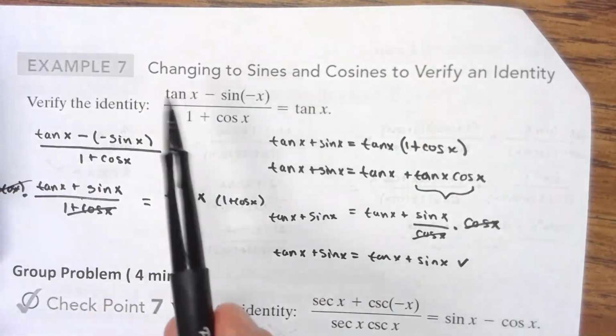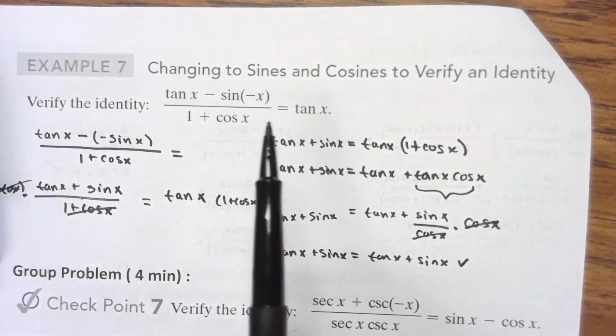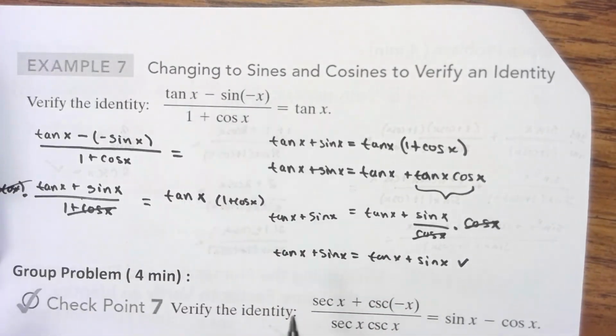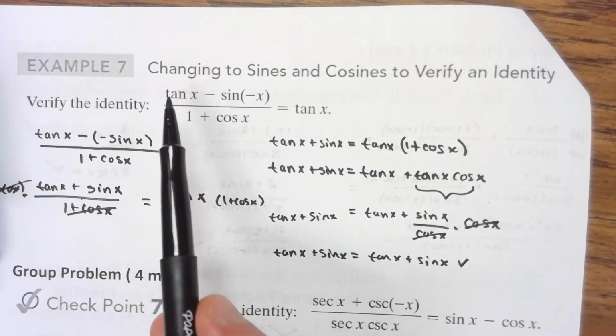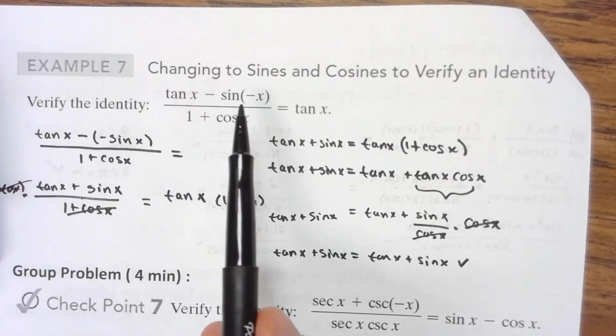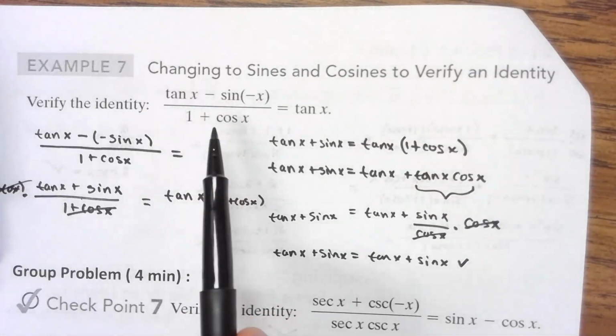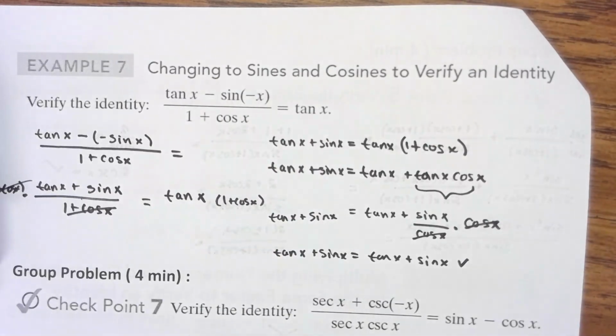Okay, so even though we didn't end with the left side being just tangent of x, because we get to the same place, we can conclude that tangent of x minus sine of negative x divided by 1 plus cosine of x will always equal just tangent of x.